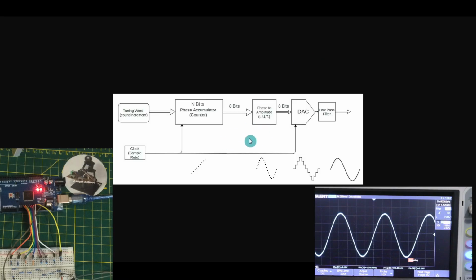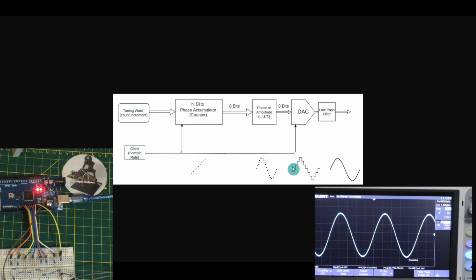This is what a more complete DDS system looks like. We have our counter counting up and then starting over and counting up again. As the counter counts up, we move through this lookup table, getting data points and sending those values to a DAC.